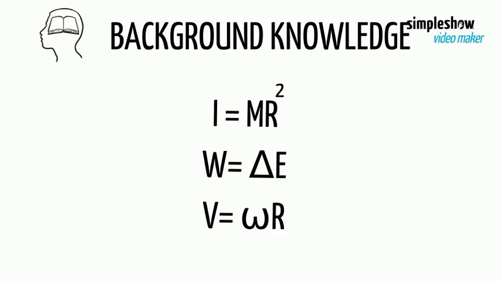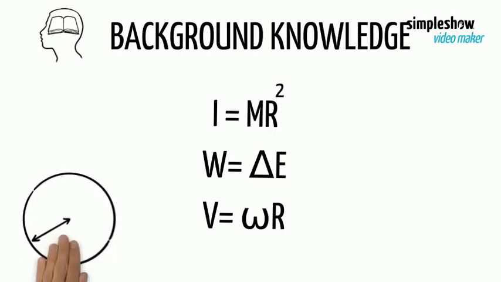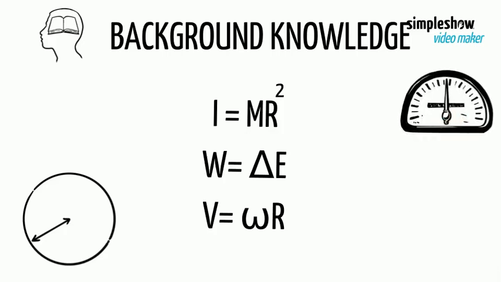Background knowledge: I equals m r squared. W equals delta E. v equals omega r. Where I equals moment of inertia, r equals radius of the body, delta E equals change in energy, v equals velocity, omega equals angular velocity.